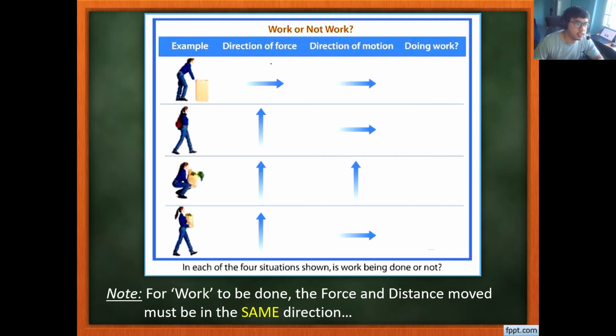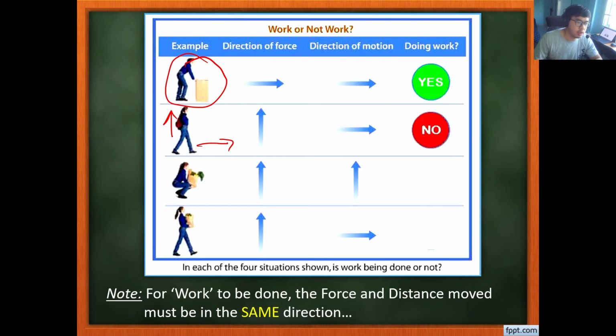All right, so in this first case here, the direction of the force is to the right, and the object is moving to the right. So is the person doing work on that object? The answer is yes, because the force and the direction of the motion is in the same direction. What about this person here? This person is carrying the bag, and she is exerting a force upwards on the bag, but she is moving to the right. So in this case, is she doing work on the bag? In this case, no, she's not doing work on the bag.